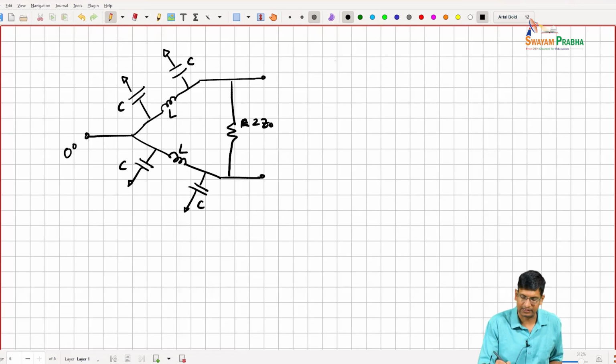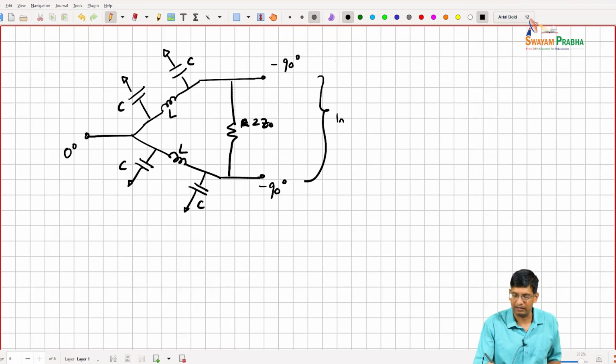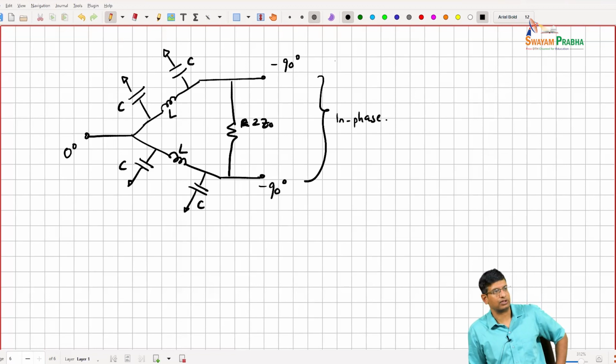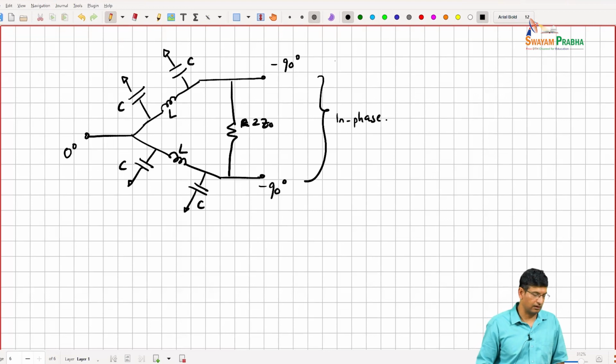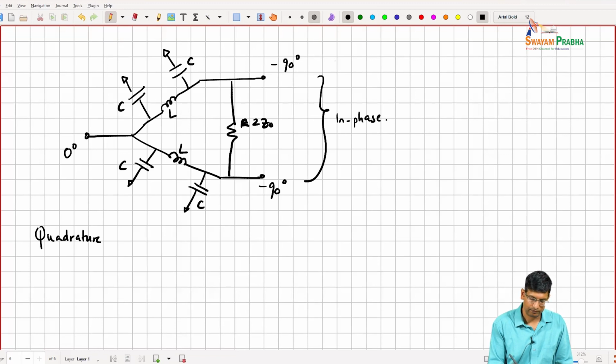So if we remember the Wilkinson's power split, we can basically see that if you apply a 0-degree signal here, you'll get minus 90 degrees and minus 90 degrees. So both of these signals will be in phase, right? But as I mentioned, we like a signal where we can basically get quadrature phase, for example, right? So we'd like output ports to be 0 degrees or 90 degrees phase difference between them.